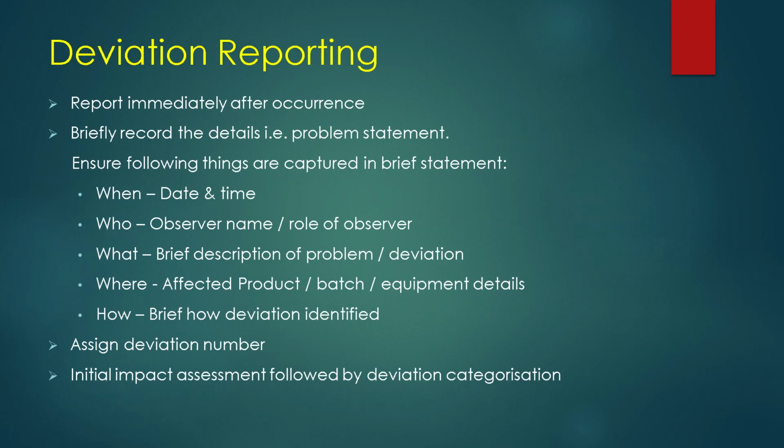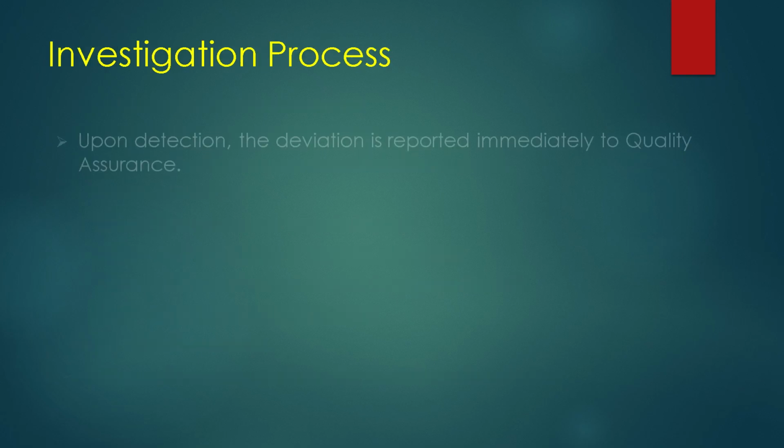Deviation reporting. The deviation should be reported immediately after it occurs. The details of the problem should be recorded briefly. Important information such as when it happened, who observed it, what happened, where it occurred, and how it was identified should be included. A deviation number should be assigned. An initial impact assessment should be done, followed by categorization of the deviation.